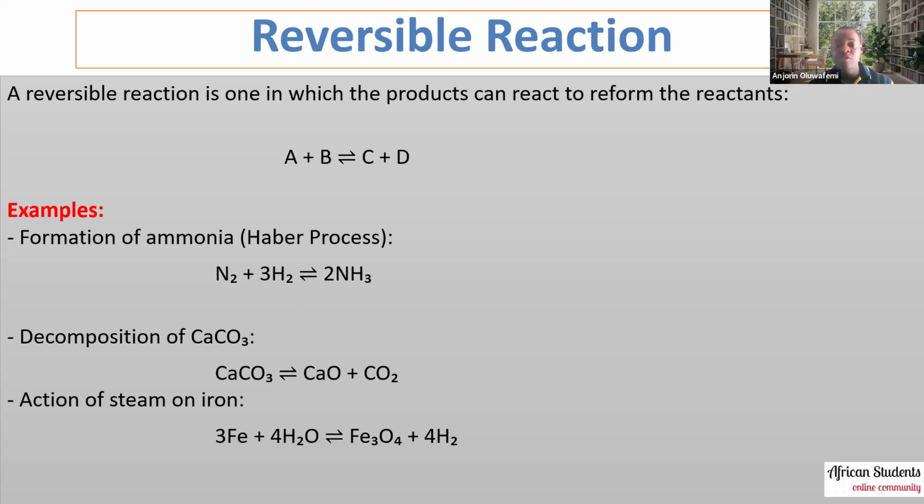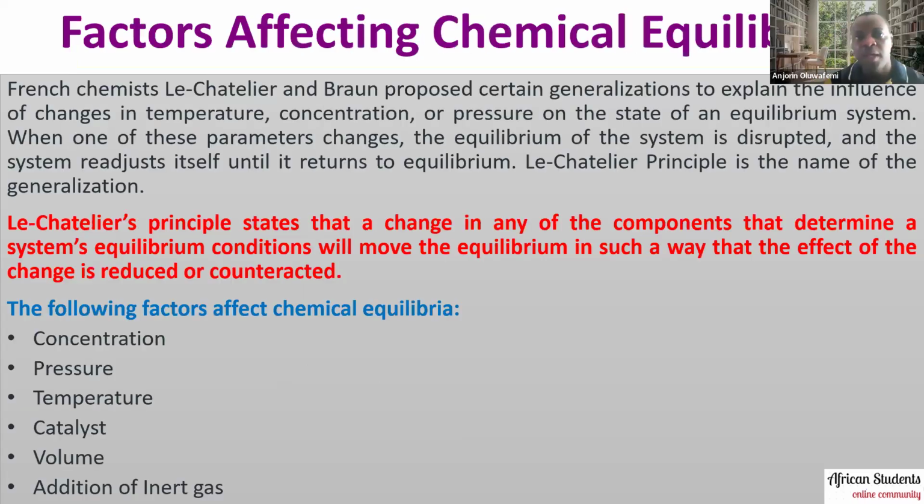So the action of steam on iron is another example of a reversible reaction, as stated on the screen there. Okay, so we'll push further and look at factors affecting chemical equilibrium. There are certain factors that affect chemical equilibrium, and I want to look at them one after the other.